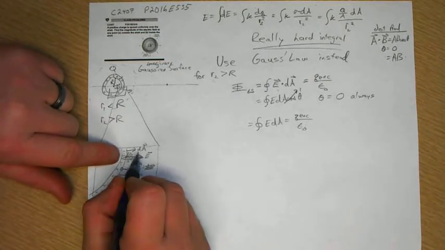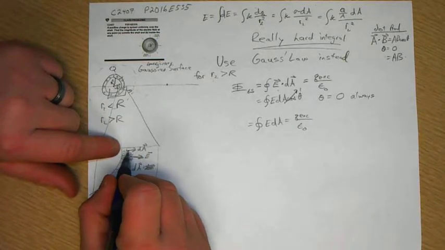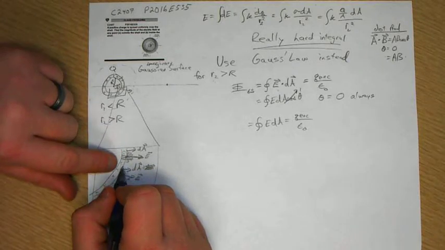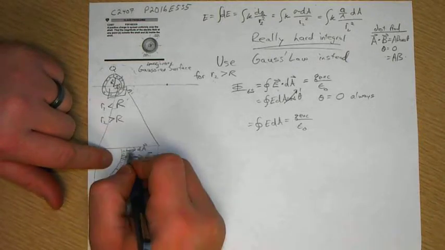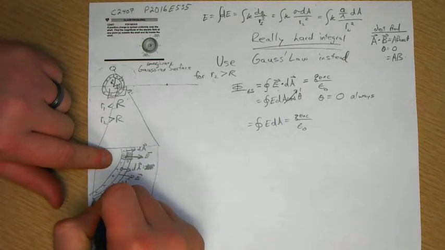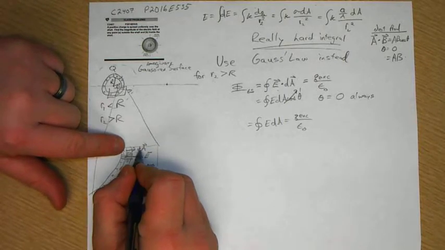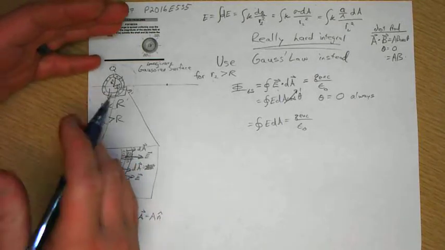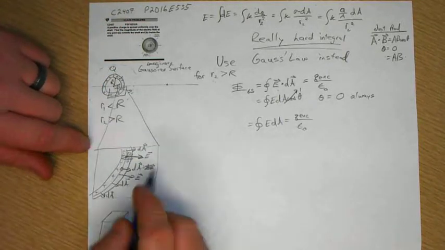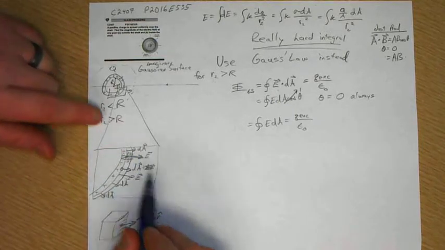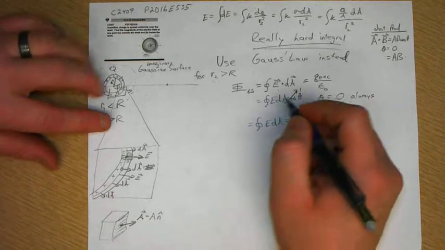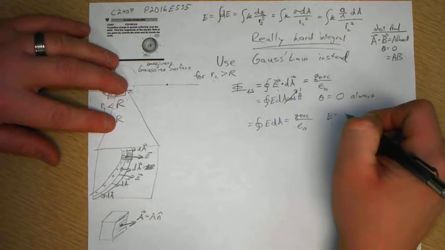I should note that I did draw these dA differential area elements coming out of the sphere, the charged shell, but since we're drawing our Gaussian sphere to match that symmetry, they're going to be in the same orientation, pointing radially outward. I shouldn't have connected it to the charged sphere. I should have connected it just to the Gaussian surface. But you see, they're in the same direction either way.